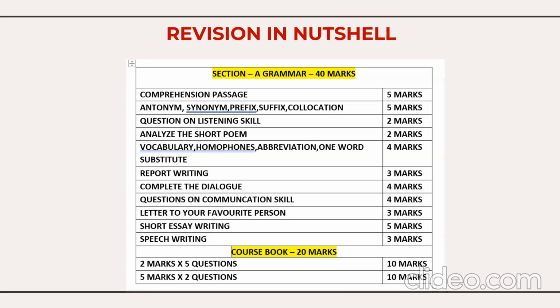Let's again have a glance at the QP pattern. The comprehension passage will be for 5 marks in the sequence of your QP. Antonym, synonym, prefix, suffix, collocation, 5 marks. Questions on the listening skills, 2 marks. Short poem analysis, 2 marks. Vocabulary, homophones, abbreviation, one word substitute, 4 marks, each for 1 mark.